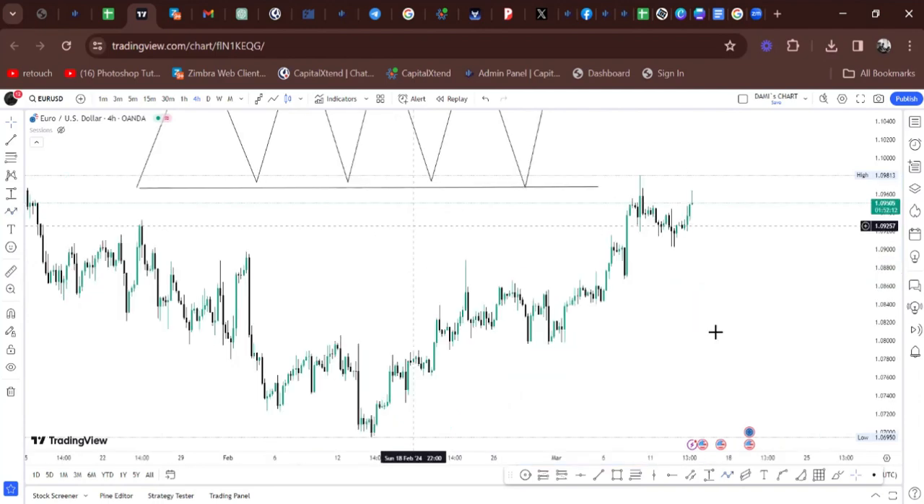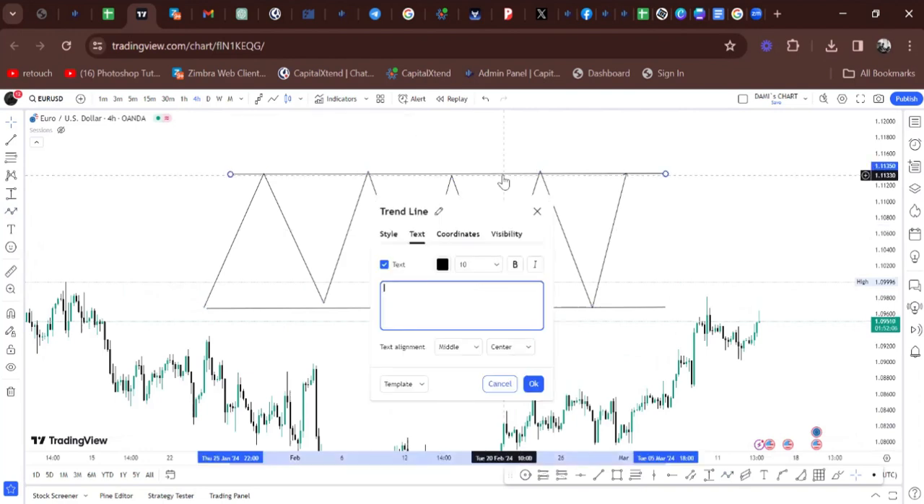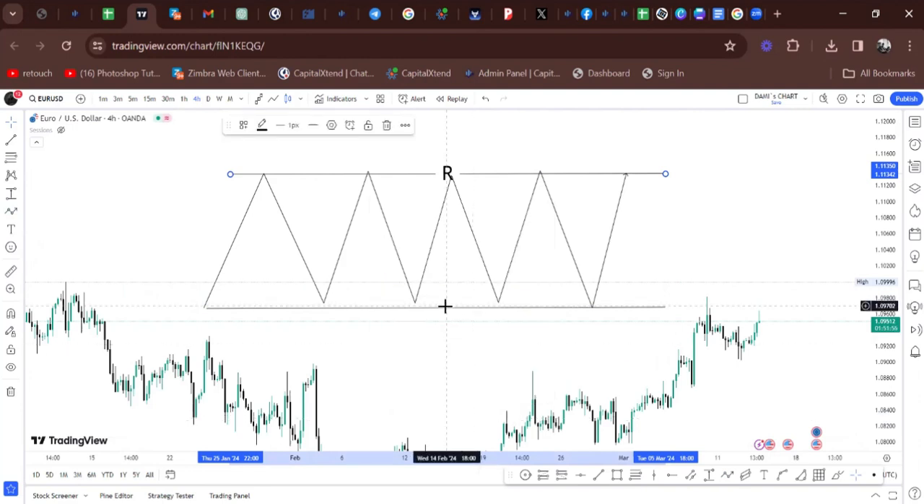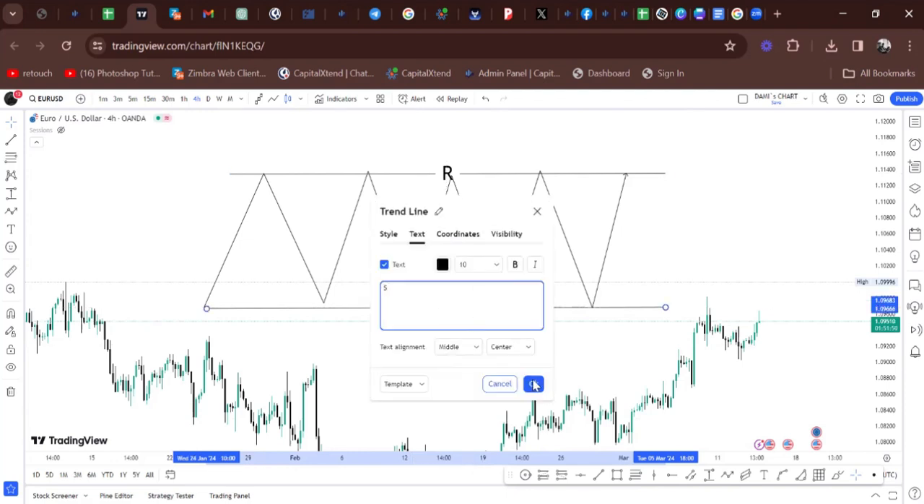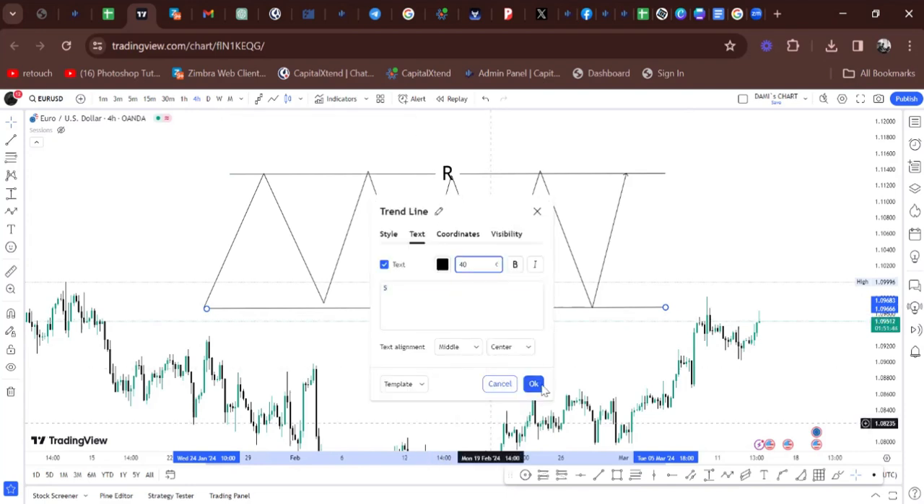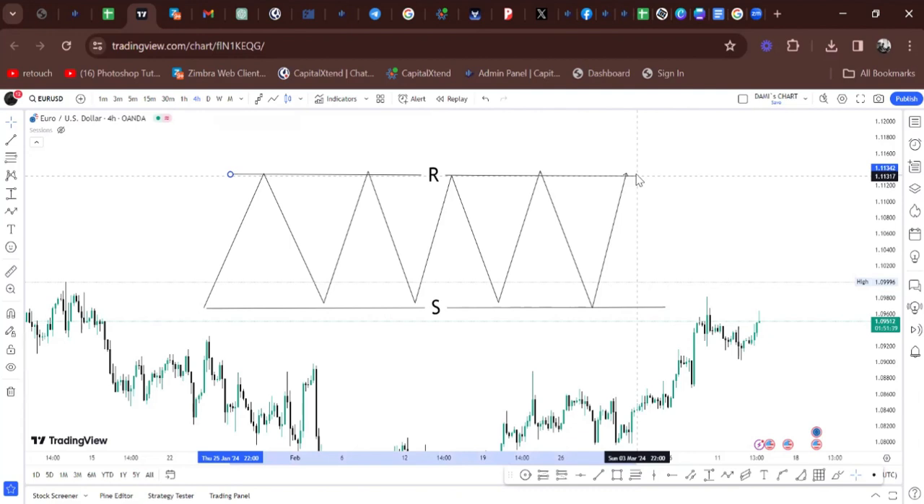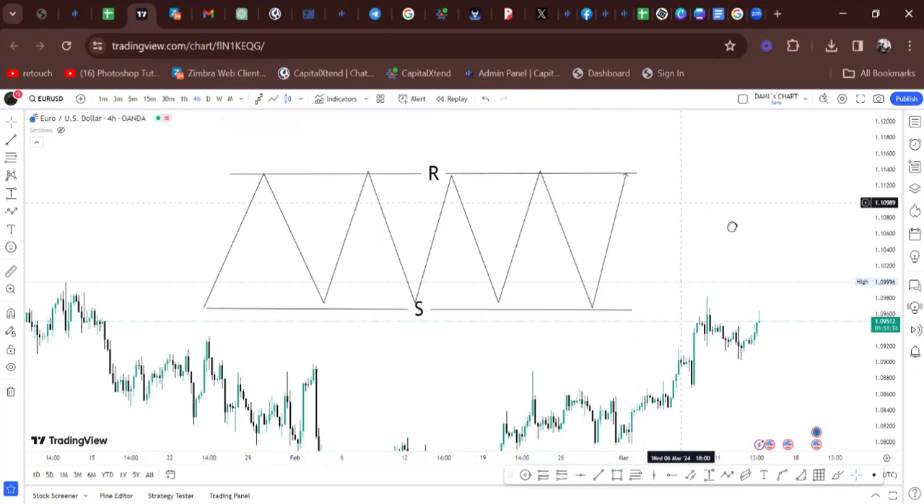Now let's use this chart for instance. Let me use this as an example. Let's say this is our resistance, or R. The R is for resistance, and this is our support. So what do support and resistance simply mean? Your support is holding the price from going below, and your resistance is holding the price from going above.